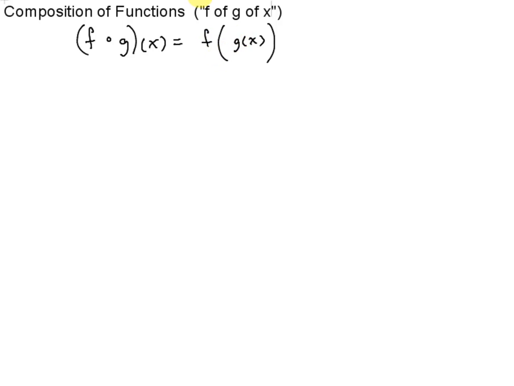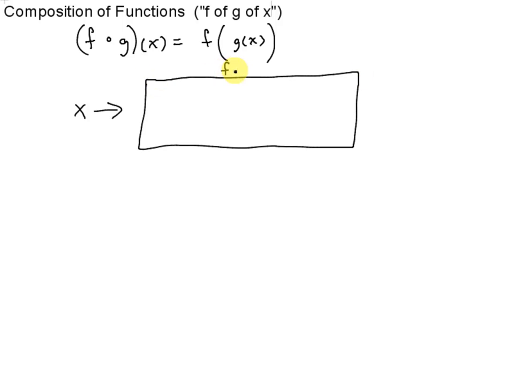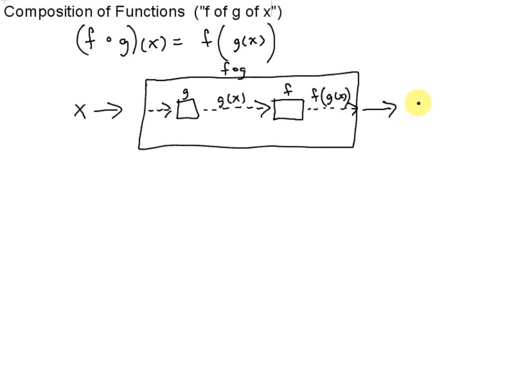So if I were to draw this as a machine, it would look something like this. x is the input going to this big machine, f of g, looks kind of like fog. So x comes in, and first x goes into the machine g. And then out of that comes g of x, because x went in, g of x comes out, and then that goes into the machine f, and out of that comes f of its input, which was g of x, and that is f of g of x.